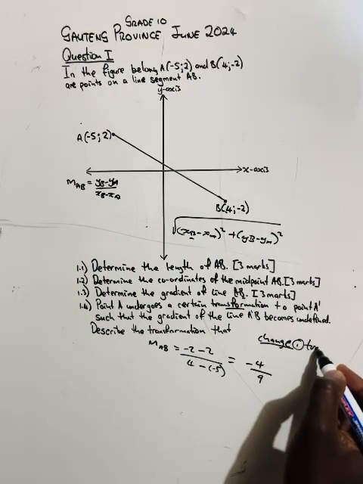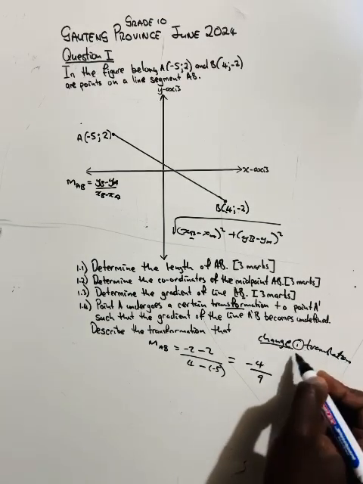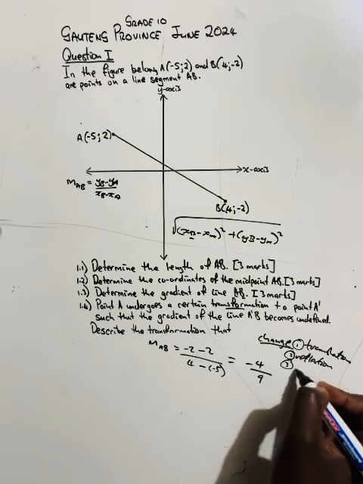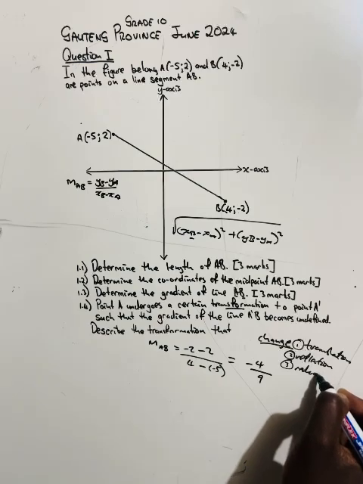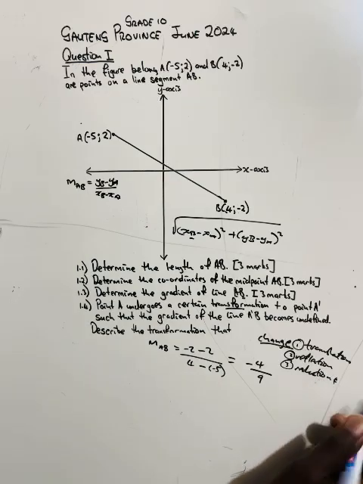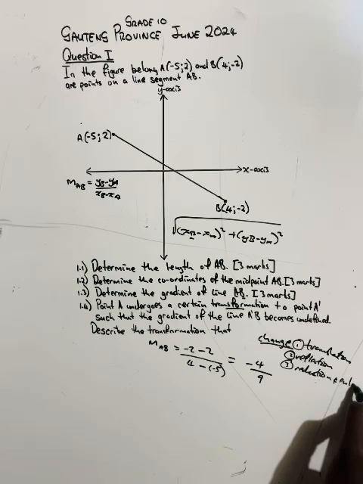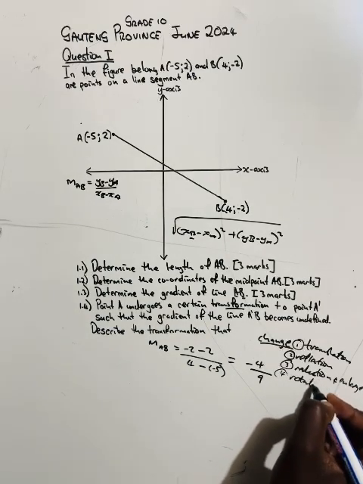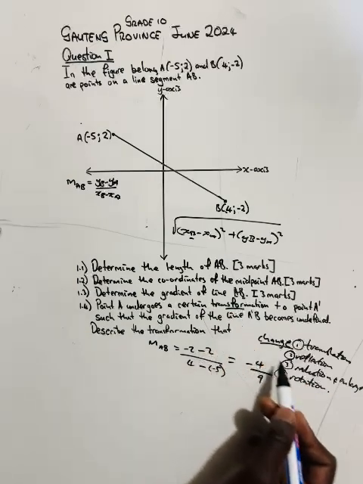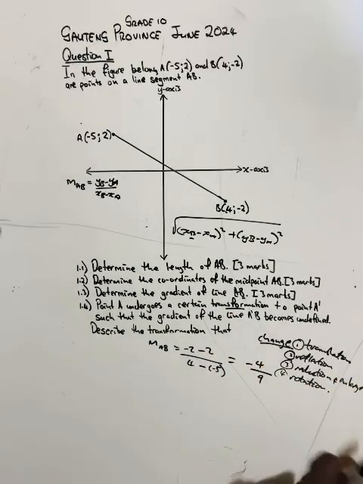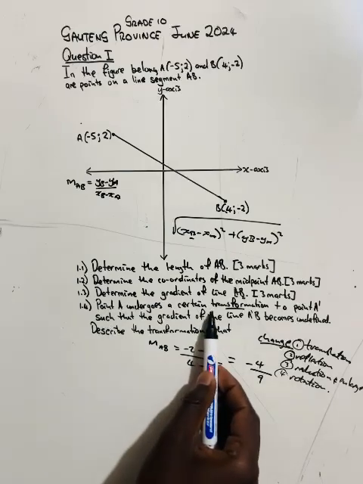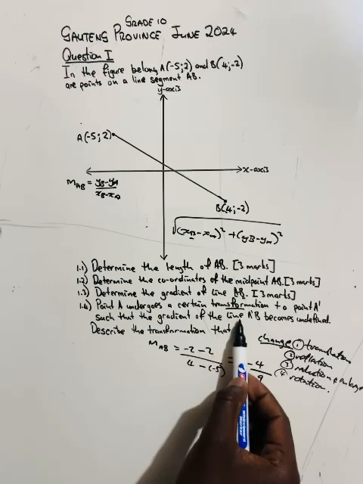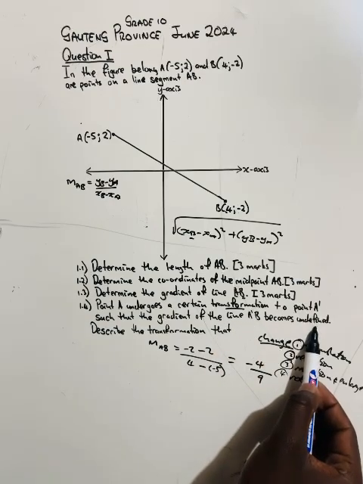Number 1, you've got what we call translation. Another one is reflection. Another one is reduction and enlargement. And last but not least, you talk about rotation. So when they say transformation, we must pay attention to which type of transformation they are talking about. Point A undergoes a certain transformation to point A prime, such that the gradient of the line A prime B becomes undefined.